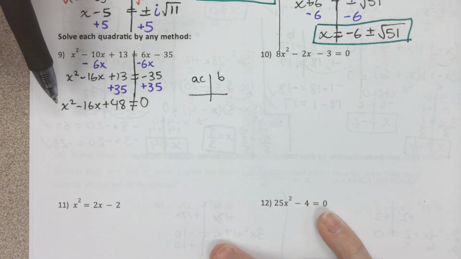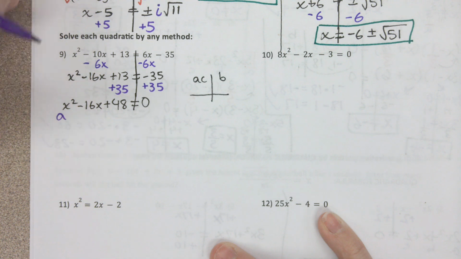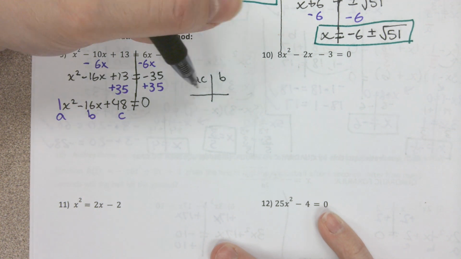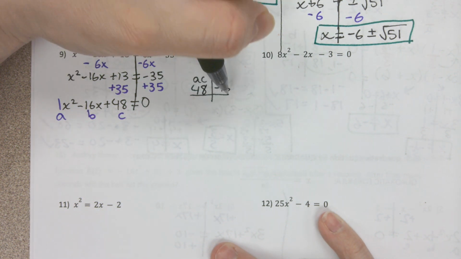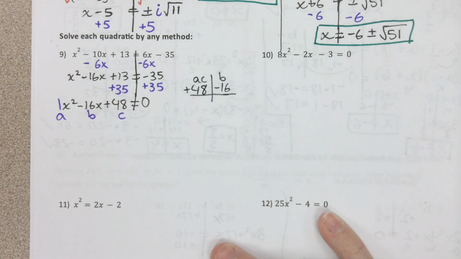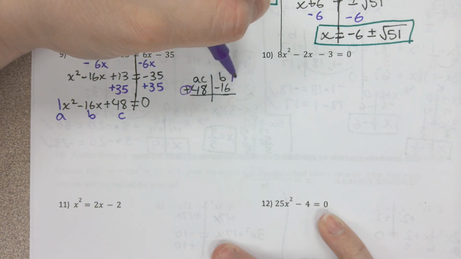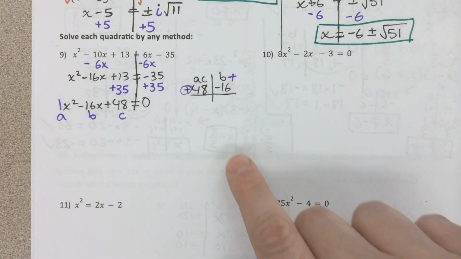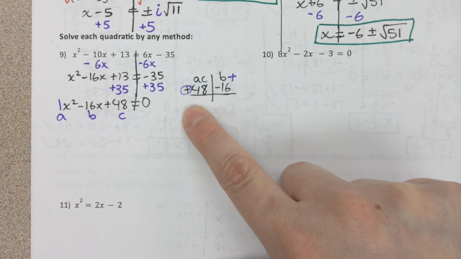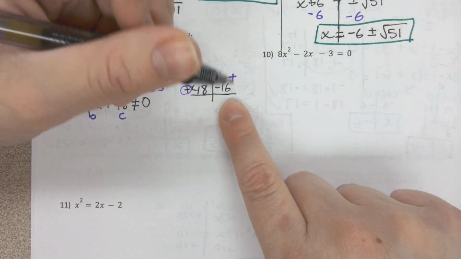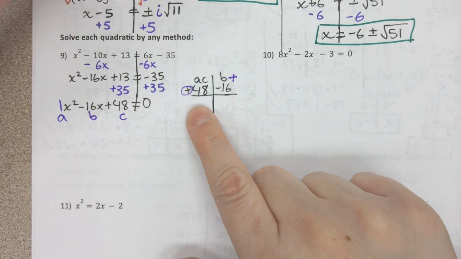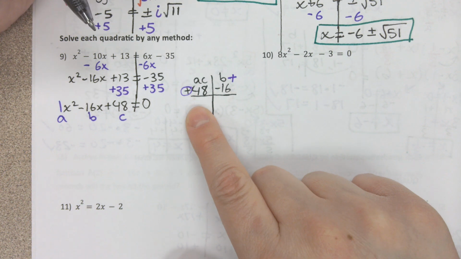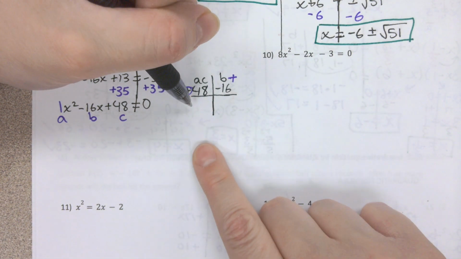So a is 1. Let me go ahead and label this real quick. A is 1. We have 1 times 48. Well, that's 48. And our b is negative 16. This is a positive 48. So we're going to be adding on the right side. Well, whatever two numbers we find over here, they have to add to 16. Again, the negative part can be figured out in a moment, but let's work on getting the right number first. 48, kind of a big number, not really. It's got quite a few factors, but the list isn't too extensive.